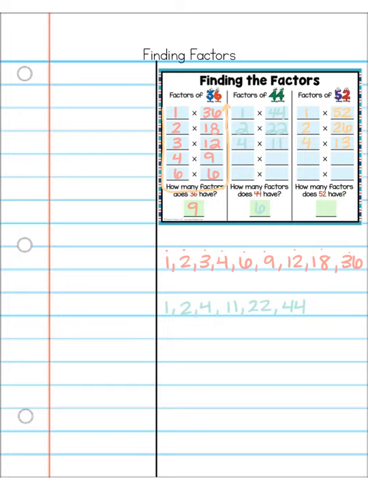52 cannot be divided by 5 because 52 doesn't end in a 5 or a 0. 52 can also not be divided by 6, 7, 8, 9, 10, 11, or 12. So I know that because I already used 13, these are all the factors of 52. So when I list them out, it would be 1, 2, 4, 13, 26, 52. And 52 has 6 factors.